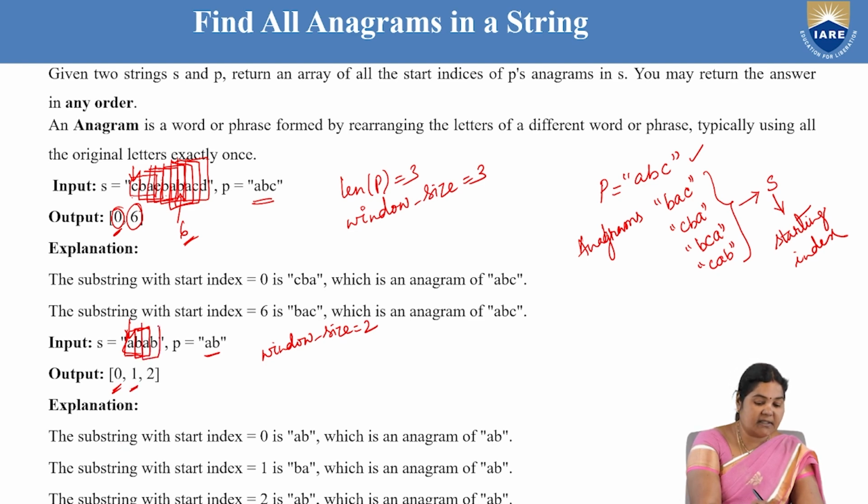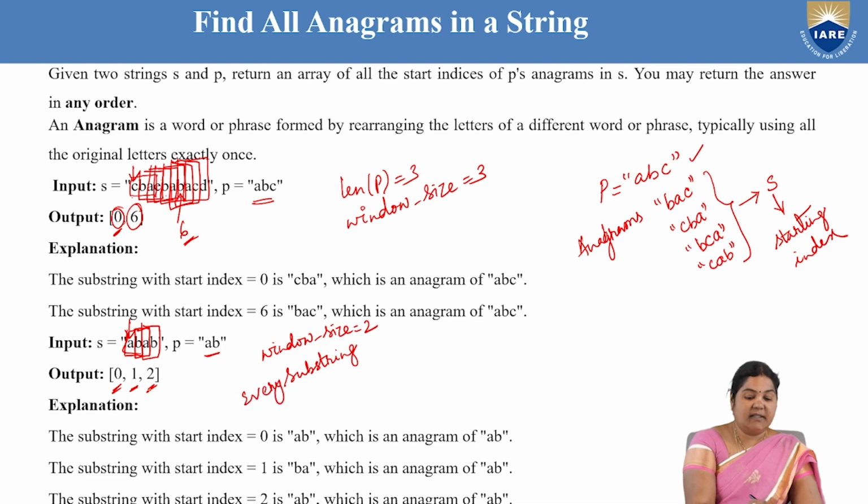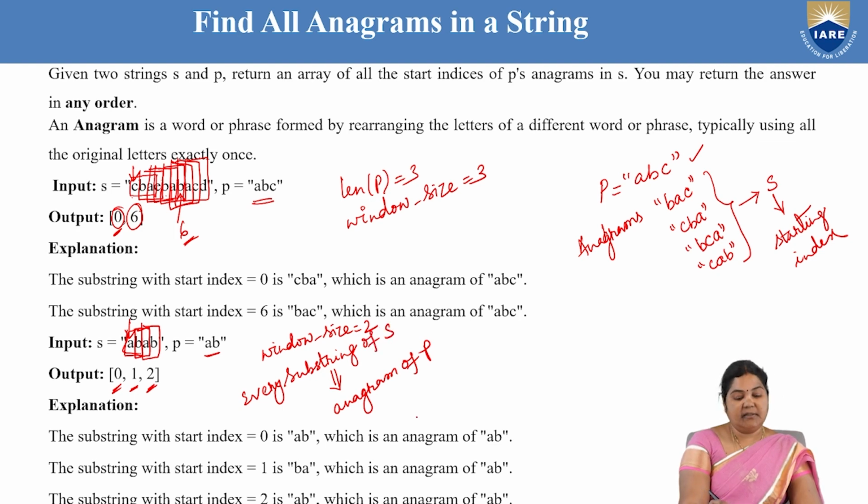Similarly, if I take the third slide, then the third starting index is 2. That is also AB. So whatever substring you take, every substring in this string S is an anagram of P. Therefore, their starting indices are 0, 1 and 2. I hope the question is understood.